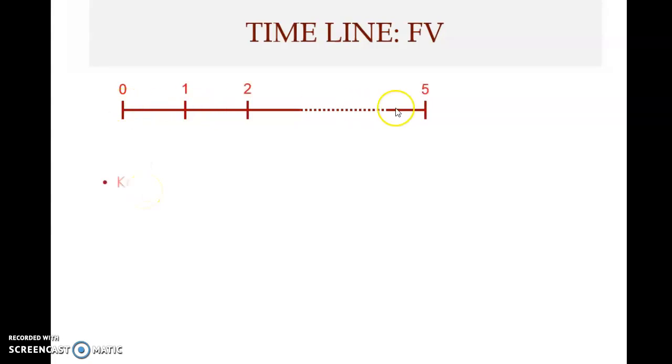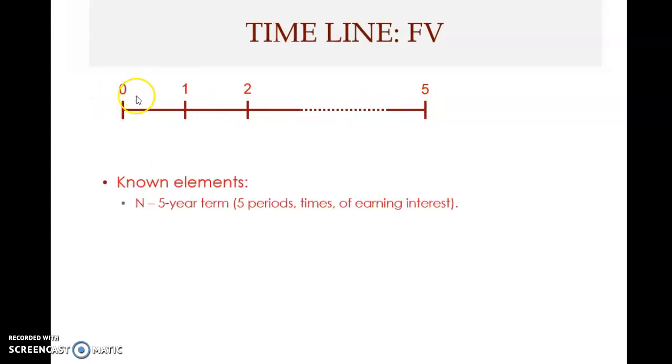This is the timeline here. So now, 1 year from now, 2 years from now, and this is 5 years from now. So what are the known elements in this problem? We know the n, which is the 5-year term, or 5 periods, or times of earning interest. So you earn 5 times. The interest is earned 5 times. That's why we call this n, 5.